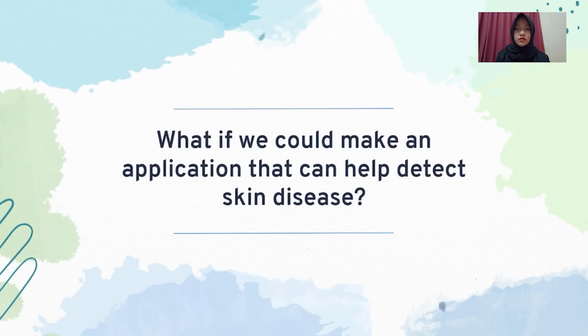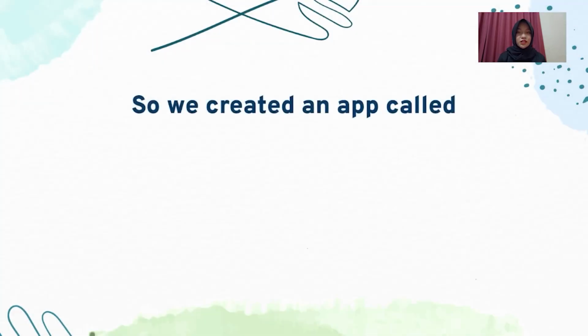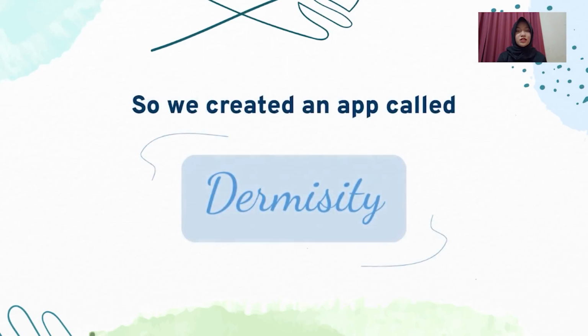Based on the problems, what if we could make an application that can help detect skin disease? So we created an app called Dermisity that will try to identify skin disease from pictures taken from the user's camera and provide information such as what possible disease they suffer from. It also gives users a recommended treatment for their skin disease.